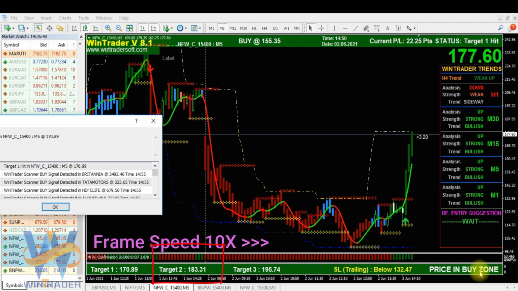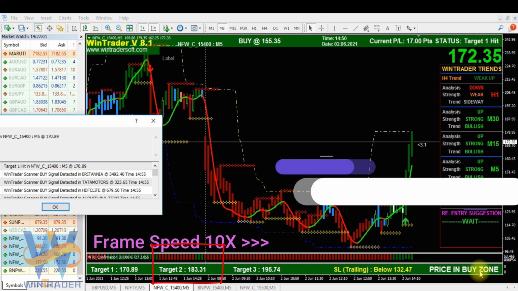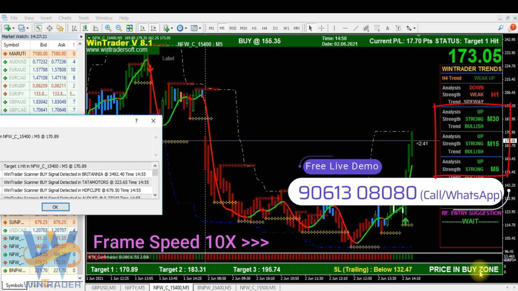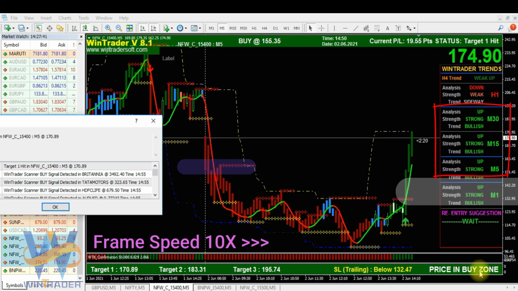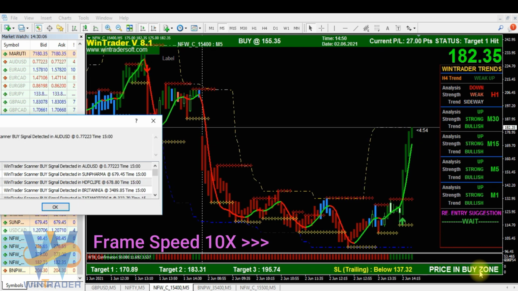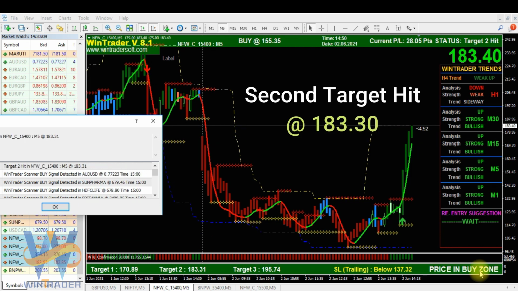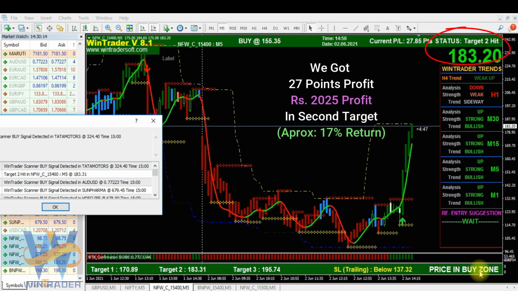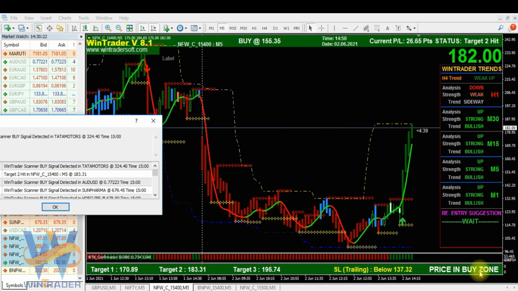You can check now, all the confirmations are still there, so you can wait for the second target. No need to exit at the first target; just wait for the second target. Yes, the second target is achieved. The second target of 183.30 is achieved, which means a 27 point profit, 2025 rupees. That's a 17% return on your investment. And the third target is 195.75.